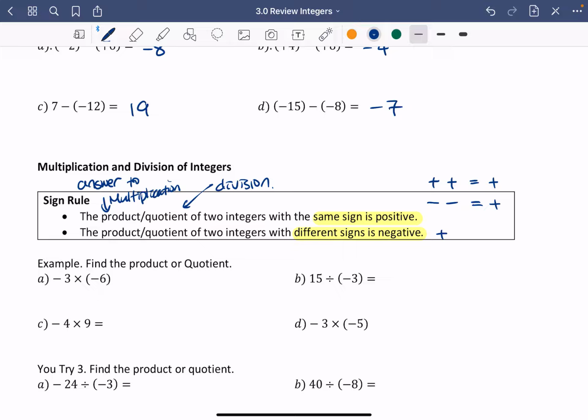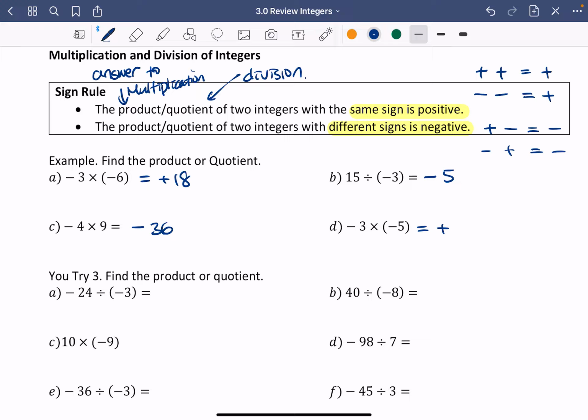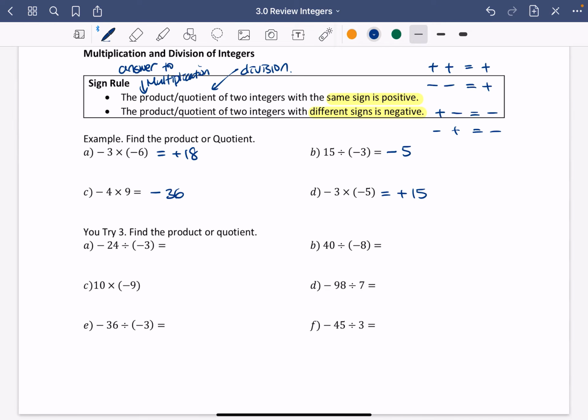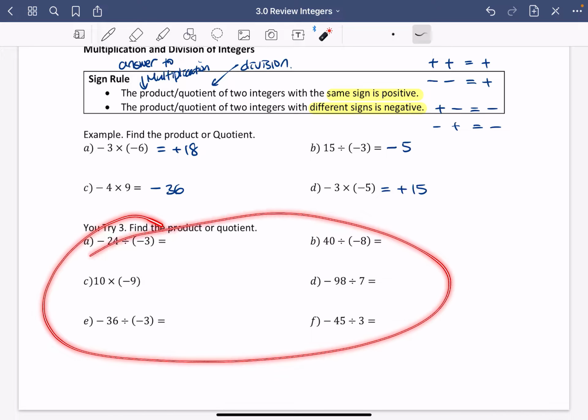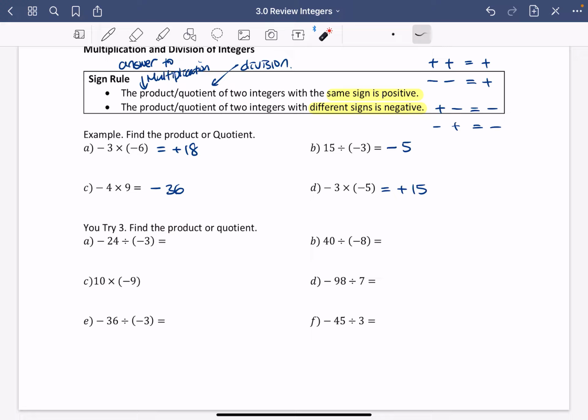Okay, next one, -4 times 9. One is negative, one is positive, different signs. The answer will be negative. So 4 times 9 is 36. And last one, -3 times -5, both negative. The answer will be positive. So 3 times 5 is 15. Okay, so we have the last 6 you-try questions. Please pause the video, try these questions, and then come back and check your answers.